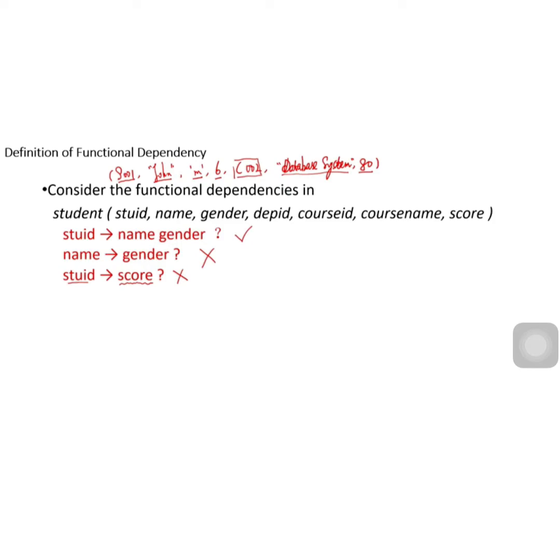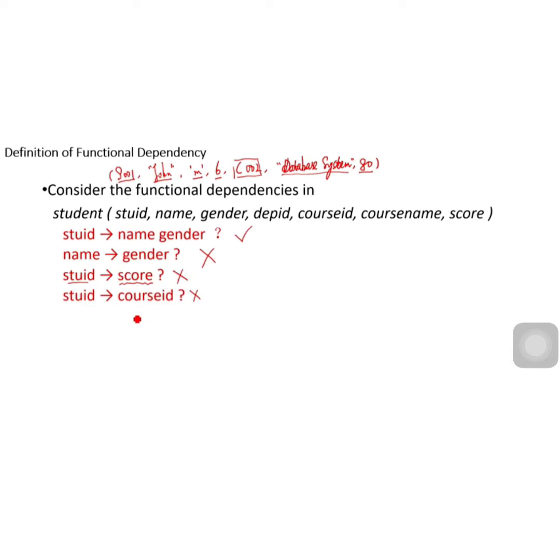In the requirement, the student may learn many courses. Okay, next one. Student ID functionally determines course ID? No, because the student may learn more than one course.